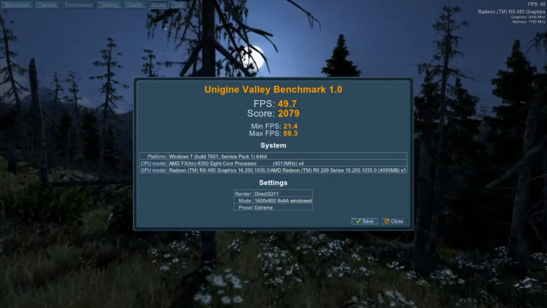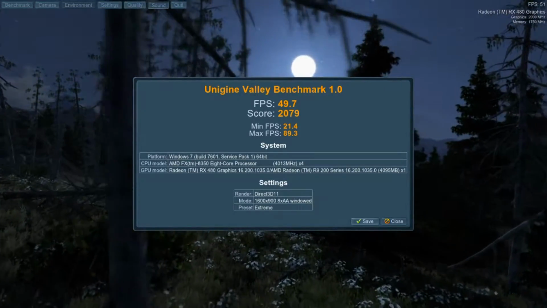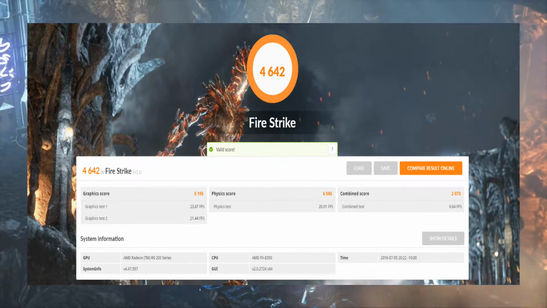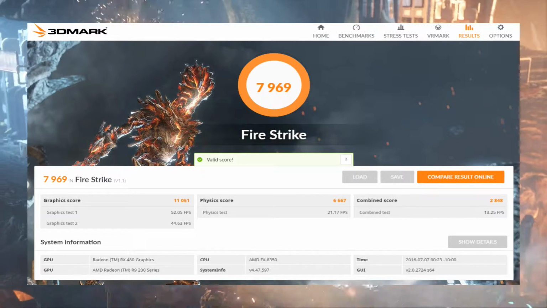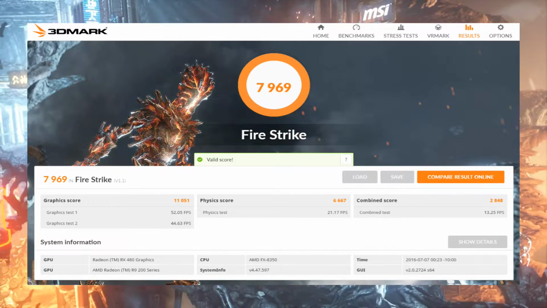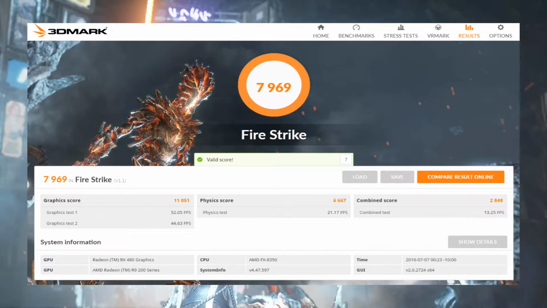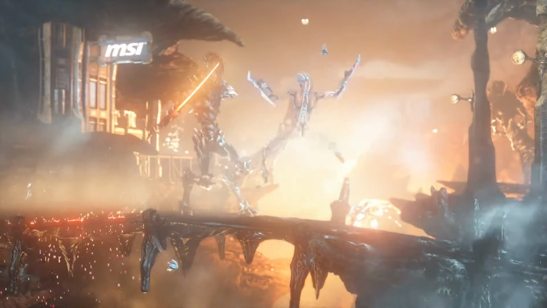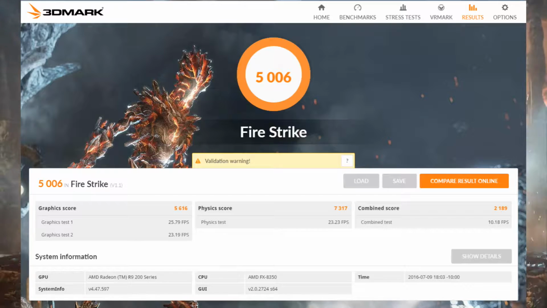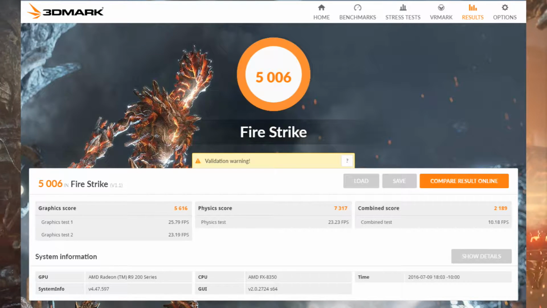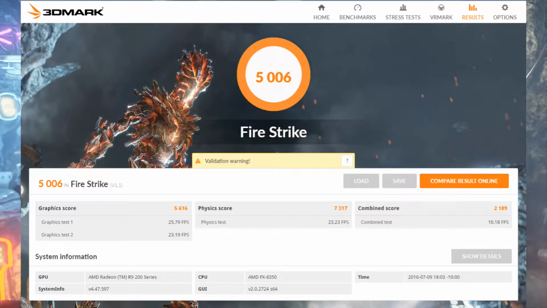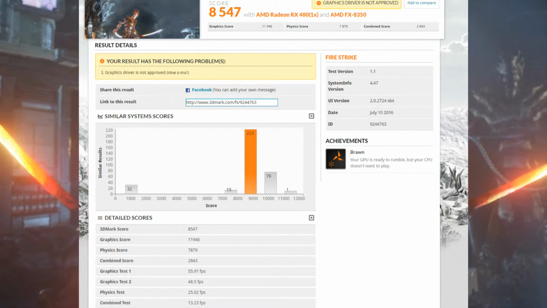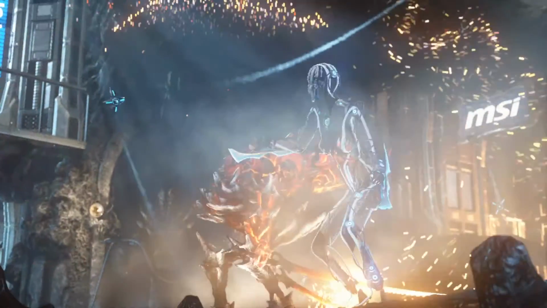Now on to Firestrike, where the R9 270 scored 4642 and the RX 480 scored 7969. One thing I want you to note is that both of these cards score higher since my original benchmarks were performed. The latest scores for both cards are that the R9 270 ends up scoring 5006 and the RX 480 ends up scoring 8547. This was done after the Crimson update on July 9th.